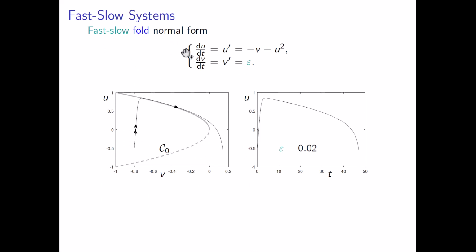Alright, so the fast-slow fold normal form. What happens if I make my parameter v dynamic and look at the fold normal form again? If I start with a trajectory at the point here, then I first see a fast transition, and this fast transition is pushing me up towards this upper branch of this object C0, which is the nullcline of the fast equation, so v is equal to minus u squared. This is attracting. So first I have this fast transition, but once I'm near it, then u prime is very close to 0. So then I effectively see the motion in v, and v is just increasing. So I'm slowly drifting along this object.